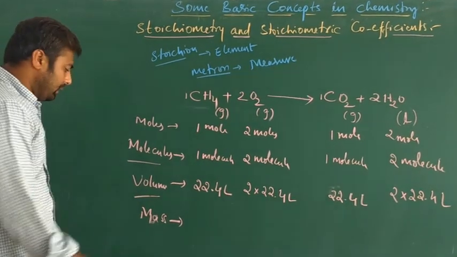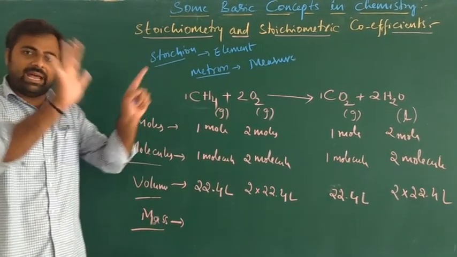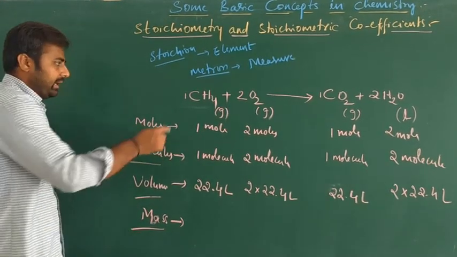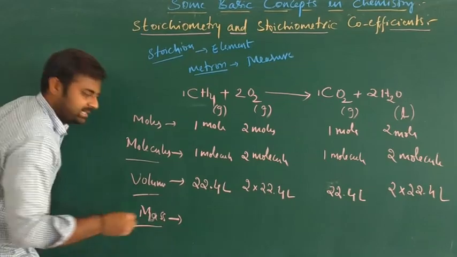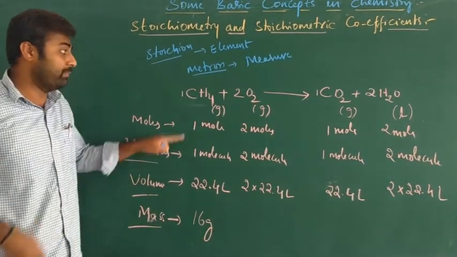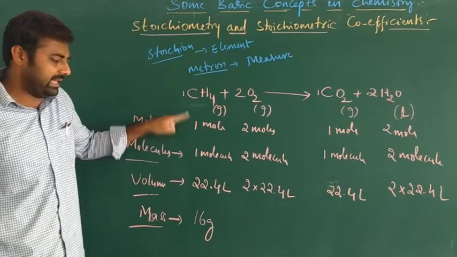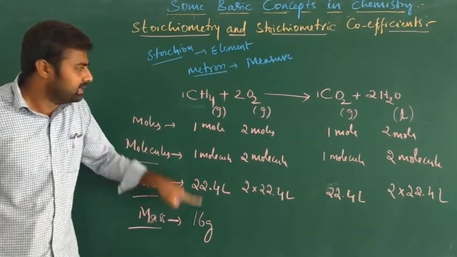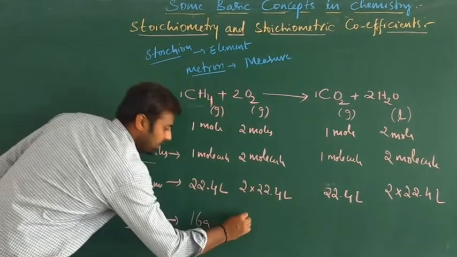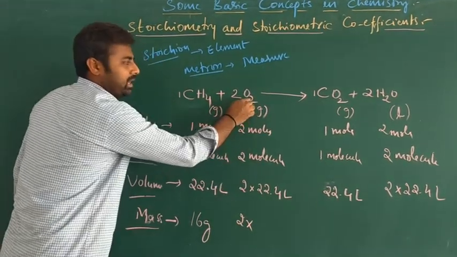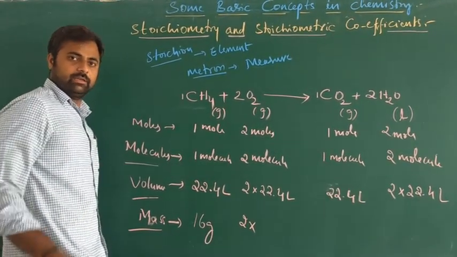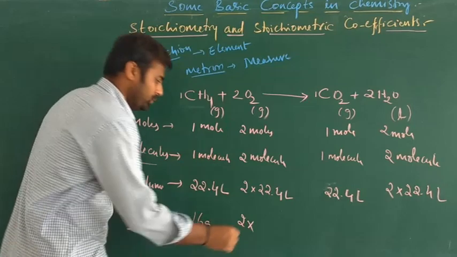Right? And very lastly, you can describe this equation with the help of mass. 1 mole of methane means how much mass? Obviously, it's the gram molecular mass. 1 mole of methane means 16 grams. 16 grams of methane reacts with 2 into the molecular mass of oxygen, which is 16 plus 16, 32.